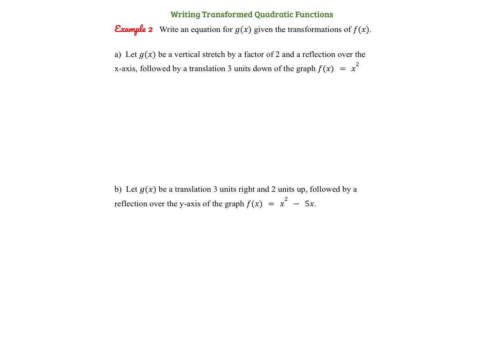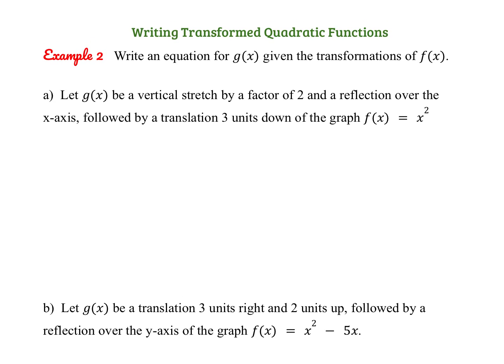All right, so now we're going to practice writing transformed quadratic functions. So here it says, let g of x be a vertical stretch by a factor of 2 and a reflection over the x-axis, followed by a translation 3 units down of this function, f of x equals x squared. So since we have two different steps of transformations, I'm going to transform this in 2 steps.